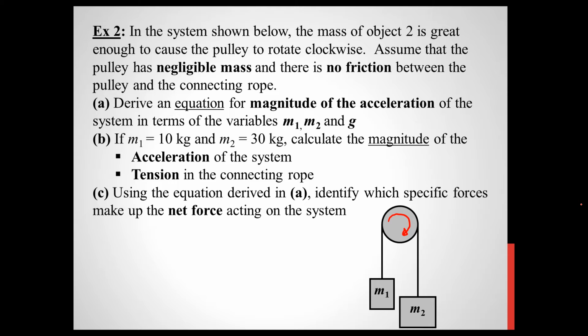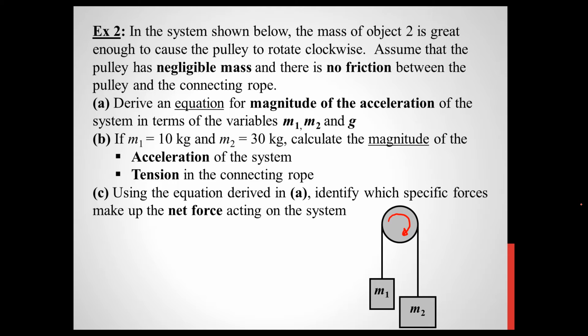Part A. Derive an equation for the magnitude of the acceleration of the system in terms of the variables m1, m2, and g. The way we're going to do that is we're going to draw free body diagrams for both m1 and m2, write equations of motion out, and then we're going to have to solve a system of equations to figure out what the system acceleration is.